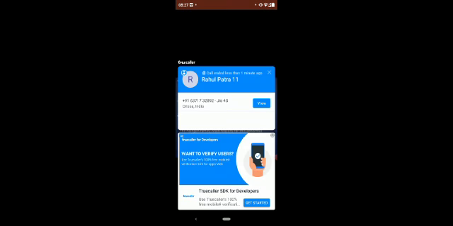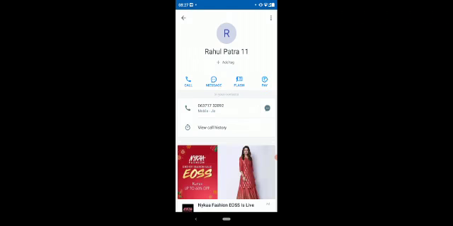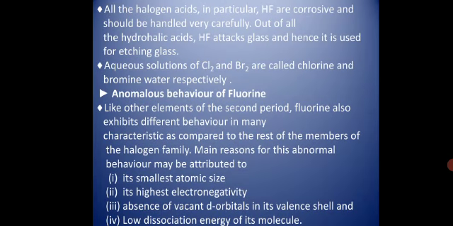Next, in spite of being more electronegative than chlorine, the negative value of the electron gain enthalpy of fluorine is less than that of chlorine. This is also due to its small atomic size. Due to small atomic size and high electronegativity, fluorine forms hydrogen bonding in its hydride, while other elements of the group do not form hydrogen bonds in their hydrides.